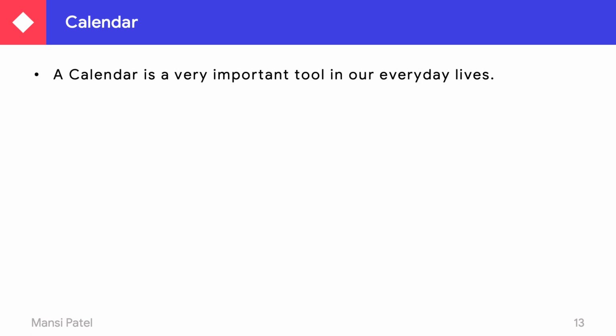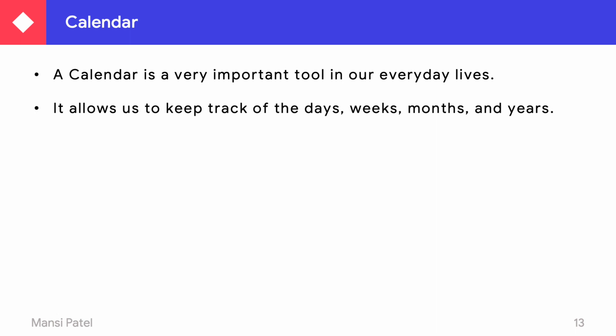Now let us see our new topic, calendar. A calendar is a very important tool in our everyday lives. Like the clock, the calendar is also very important in our daily life. Why? Because it allows us to keep track of the days, weeks, months and years.